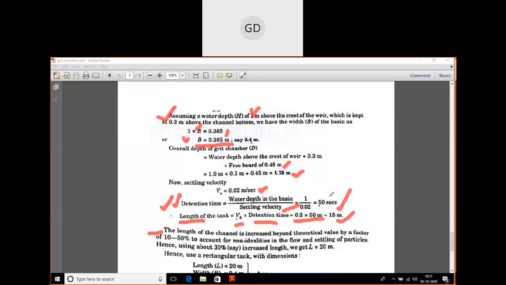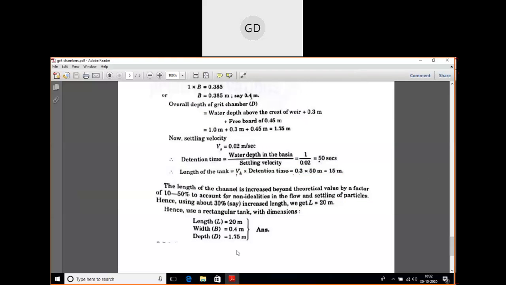So here they are taking 30%, they are increasing out of 15 meters, so 30% of 15 meter, they got it to be 20 meter. Okay, so 10 to 50%, any value you can take, so they are taking it to be 30%. So 30% of 15 meter, it is your 20 meter they are getting. Okay, so now everything you got, like length, width, and depth, everything you got. So the final answer, it comes out to be this one. Okay, it comes to be this one.